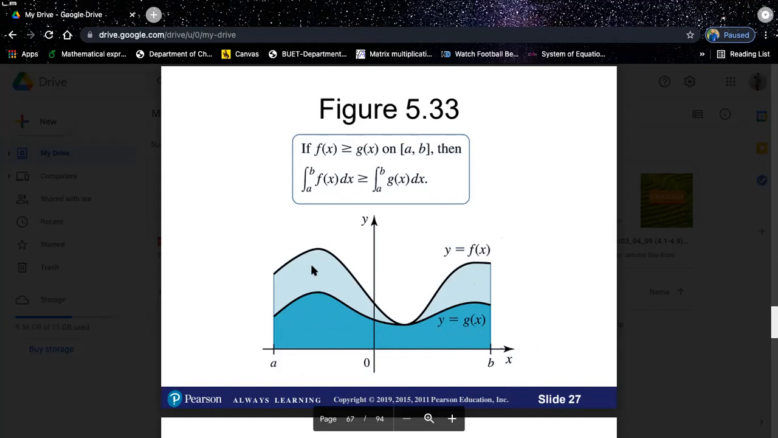Remember, for f of x, it's not really this one, right? It's actually starting from here to the very end. This entire region will be the area for the first function, whereas for the second function, it's only the darker of these two. So it's obvious that if your function is greater or equal than the other one, then the area under that function will be greater or equal than the area of the other function.